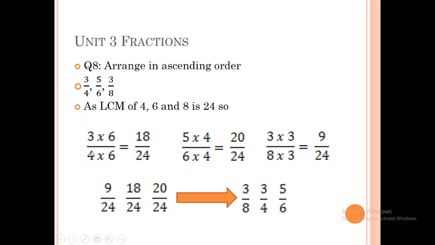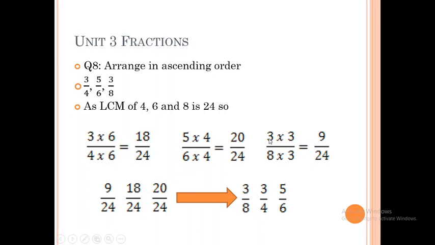The first one is 3 by 4. Multiply this 4 by 6, you will get 24. Same multiplication here, 3 multiplied by 6, you will get 18. So 3 by 4 has changed into 18 by 24. The next fraction is 5 by 6. So how to convert 6 into 24? 6 multiplied by 4 is 24. Same multiplication by 4 here. 5 multiplied by 4, you will get 20. So 5 by 6 has changed into 20 by 24.